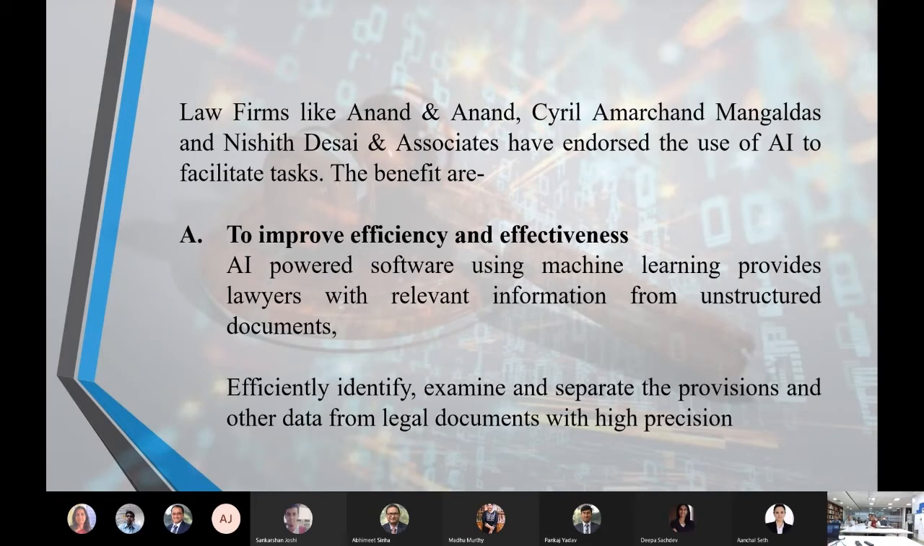Now here what happens is that this AI powered software uses machine learning by which it provides the lawyers with relevant information from unstructured documents. As I said below, like in case of banks and all, or in other corporate sector, where there is huge documentation, it actually helps a lot. It helps the lawyers in identifying, whether it's category wise, and how to segregate and examine, and whether it's provision wise, in whatever class of manner you want to identify and compile from the legal documents, and that also with high accuracy. So this is a major plus point why it is being used.